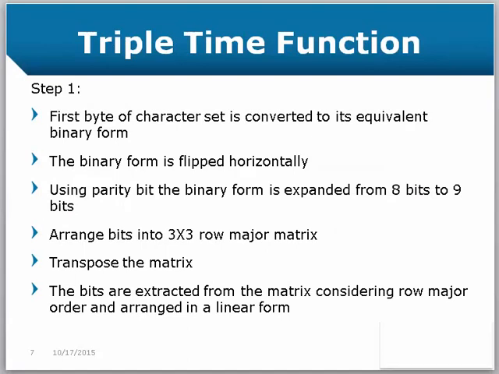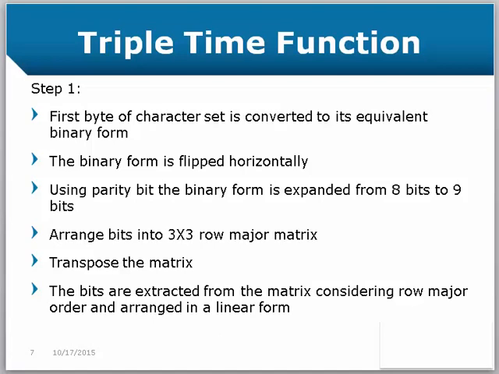Now here comes the main function, Triple Time, for which the algorithm is named. This is a very complex function, and I am going to briefly describe it. So the first step is the first byte of the character set. Suppose any argument character set is passed to this function Triple Time, then the first byte of that character set is converted to its equivalent binary form. We are going to use this function again and again, so it is important to understand it. The binary form is flipped horizontally using the parity bit.